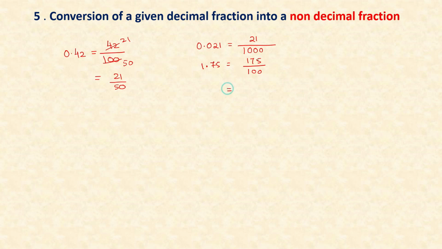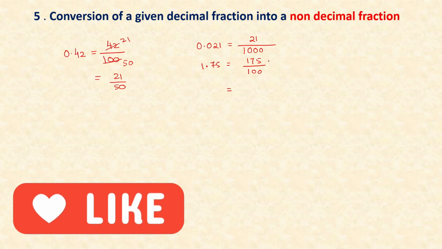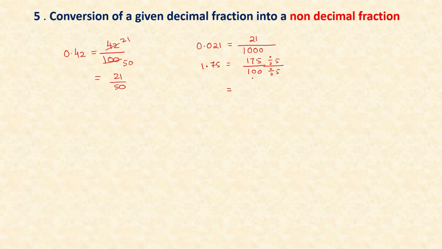Then I will divide 175 by 5, and I will divide 100 by 5. If I divide this by 5 and this by 5, the answer is 5 3 15, 5 5 25, so 35, and 20. Then again it is divided by 5, and the denominator is divided by 5, and then I can say it is 7 by 4.